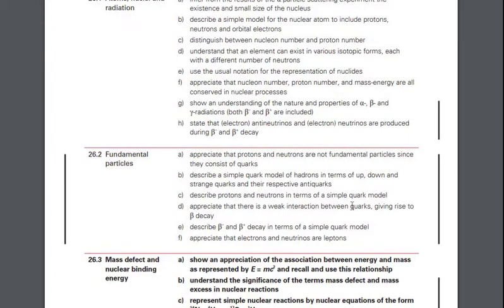Appreciate that there is a weak interaction between quarks giving rise to beta decay. Alright, so now we have to talk about beta minus and beta plus decay in terms of the new model that I just told you about, the quark model. We have a neutron, and the neutron decays into a proton. And in this process, it releases an electron and an anti-electron neutrino.